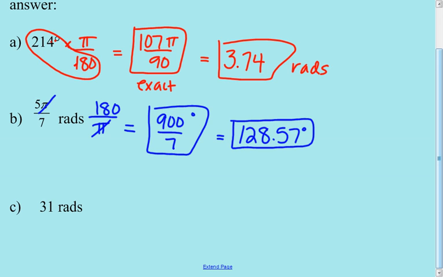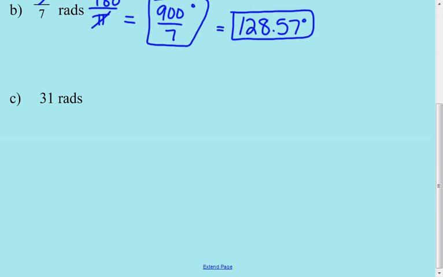And then lastly, same thing, I have an answer that's in radians. Notice it does not have a pi symbol in it, and you can't just write the pi symbol in it just because it has the word radian behind it. Radian is just a unit, so if you put the pi symbol in it, that's like multiplying by 3.14, and you can't do that. So you're simply going to multiply by 180 over pi.